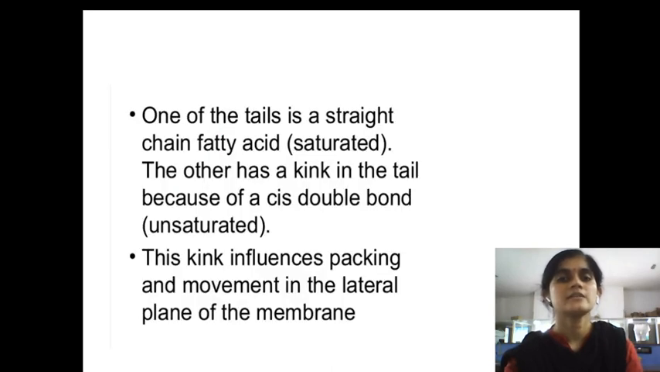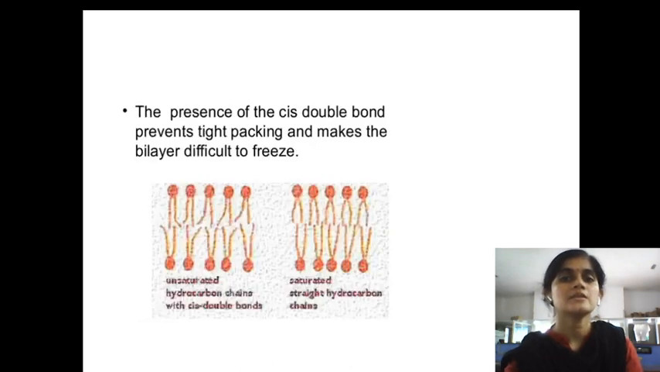One tail is straight, depending on the saturation, and the other has a kink or bent tail due to the unsaturated bonding. The presence of the cis double bond prevents tight packing and makes the bilayer difficult to freeze. This means the lipid bilayer gives the membrane its fluid characteristics. At low temperature, the bilayer is in the gel state and tightly packed, but at higher temperature it melts.